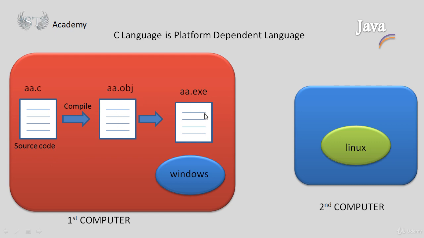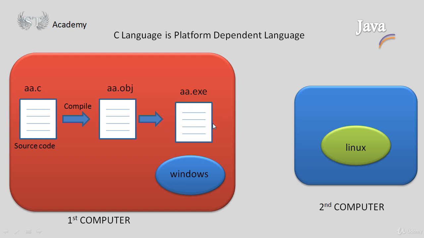Then the executable file is created. This executable file depends upon the operating system of the computer, and is specific to that operating system. So in the first computer, here is Windows. This executable file totally relies on this operating system, totally depends upon this platform, Windows. So I execute this file and get the result.